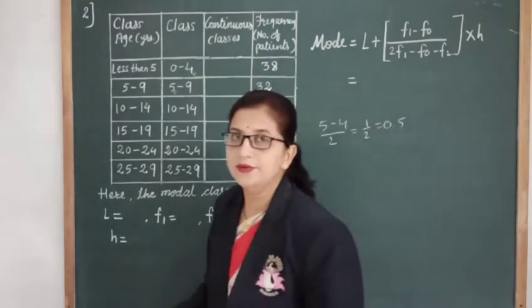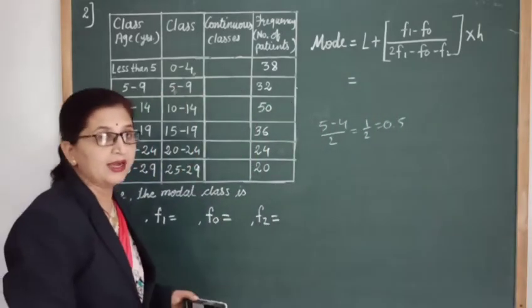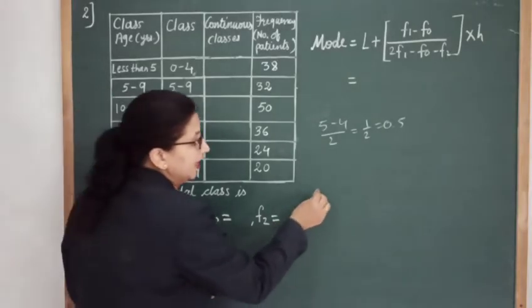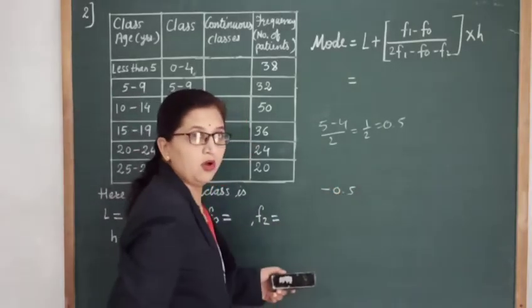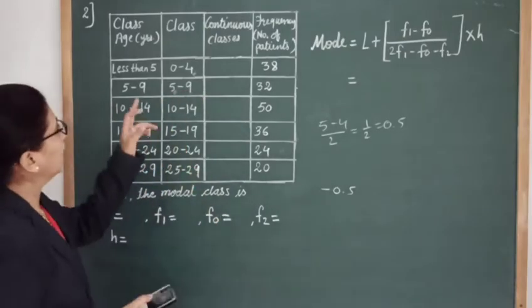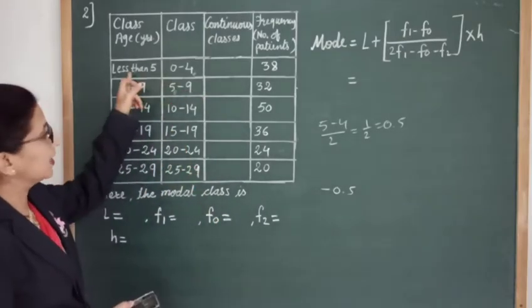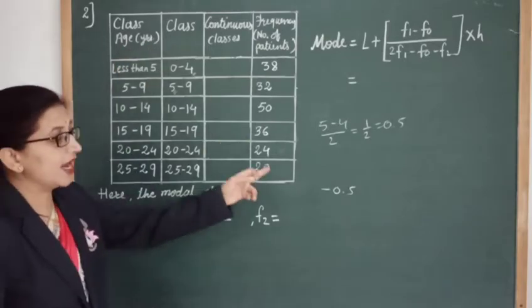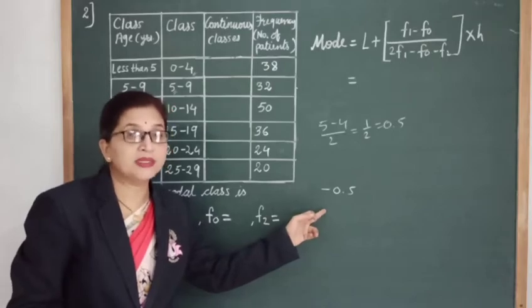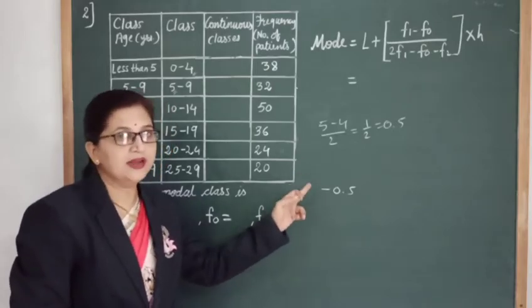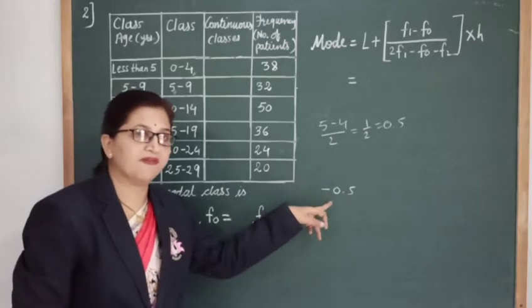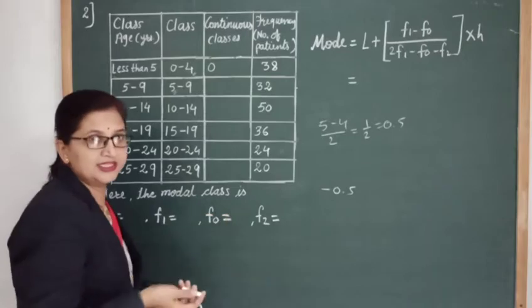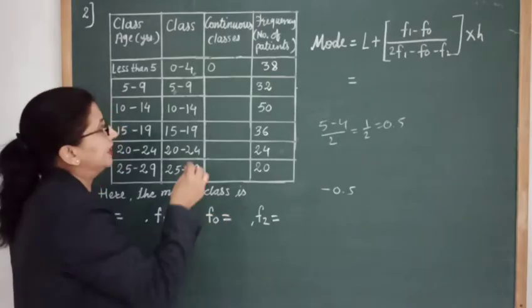Okay. So let's write down. So here if we subtract this 0.5 from the 0, then our answer will be negative 0.5. Okay. But here these classes are the age in the years, right? So years cannot be the negative, age cannot be the negative, right? That's why even though here we will get negative 0.5, but we will write here 0 only. Okay? As age cannot be negative.